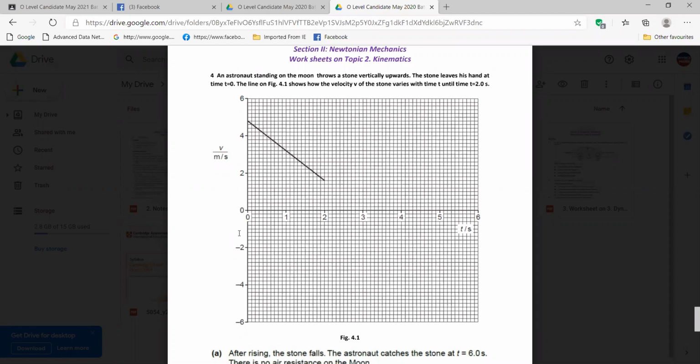Okay, so can you read the question and tell me what you are thinking? Let me understand that one first. From there, I will start. An astronaut standing on the moon throws a stone vertically upwards. The stone leaves his hand at time t equals 0. The line on figure 4.1 shows how the velocity v of the stone varies with time until time equals 2 seconds.